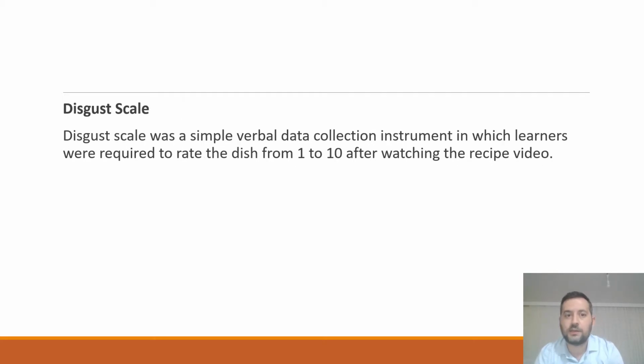The disgust scale was the second instrument. The disgust scale was a simple verbal data collection instrument in which learners were required to rate the dish they watched from 1 to 10 after watching the recipe video.